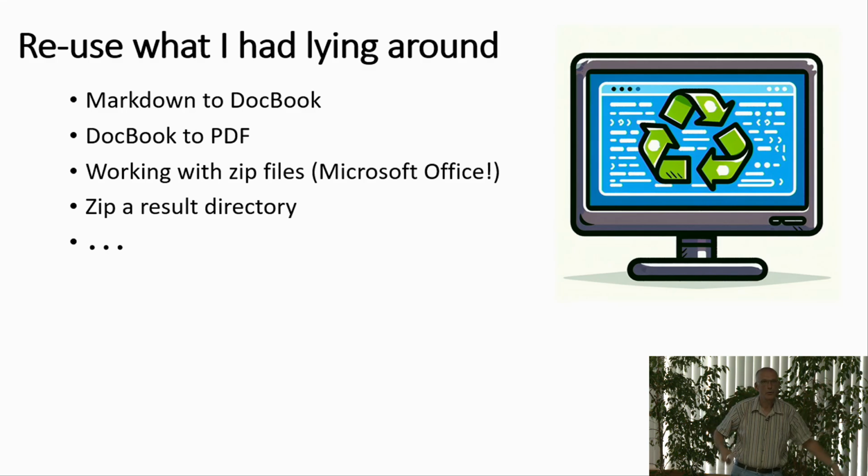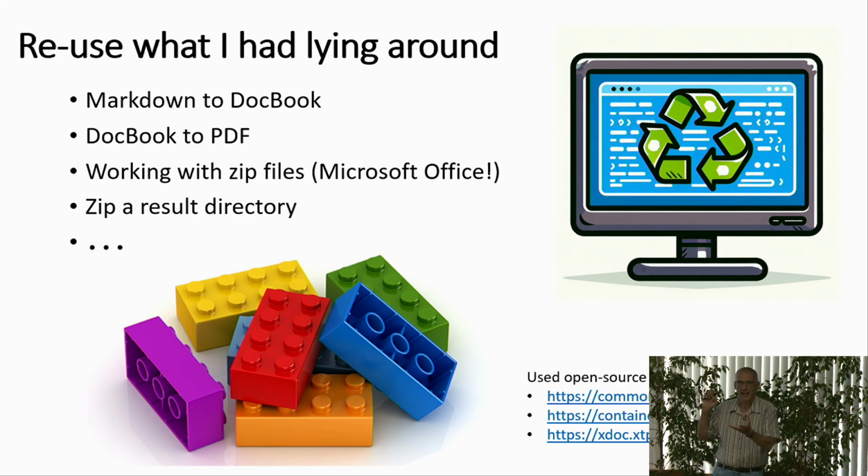With that in mind, I started to look around on my disk at what I already had written or what I could find on the internet. And there were quite some things that were useful. I had Markdown to DocBook, already written, simple Markdown, but good enough. I had DocBook to PDF, which I use for producing my books. Working with zip files, especially Microsoft Office, we'll get back to that. And zip result directory, those kinds of things. So with this in mind, it started actually looking like meshing up Lego bricks. I mean, you have everything and you just have to put it in another configuration together. And most of these Lego bricks, I think actually all of them, are open sourced by me, and they were already on the internet, and here are the links, and these are also in the article.